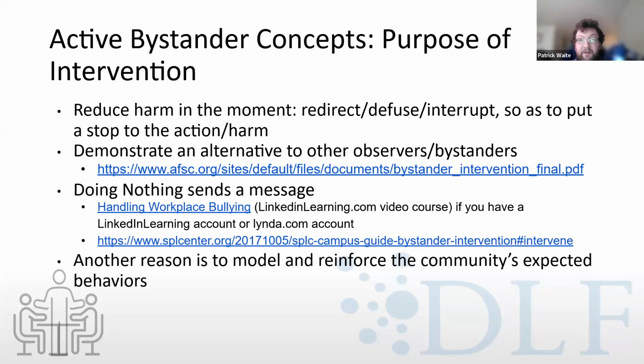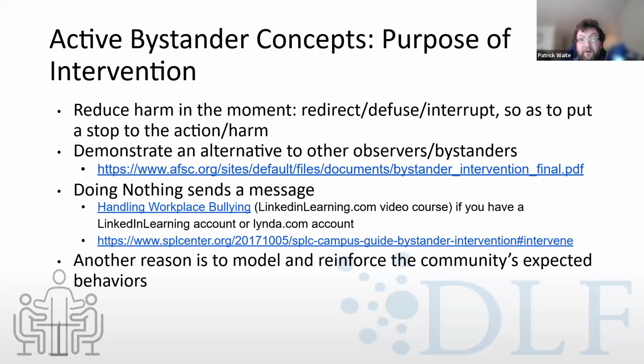So why is it a good thing to intervene? What purpose does intervention of a bystander serve? The primary and most important purpose of the intervention is to reduce harm in the moment. We can do this by redirecting, diffusing, or interrupting so as to put a stop to the harm or action. You're going to do something that stops a particular behavior or speak out if a boundary is crossed. Either way, you're putting a halt to the harm in the moment.